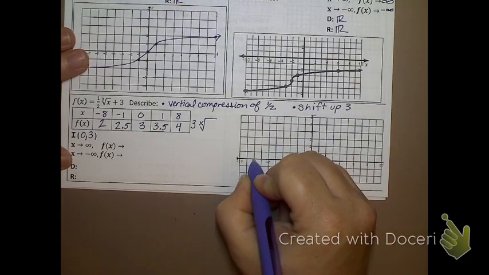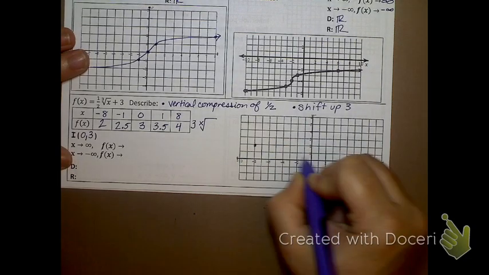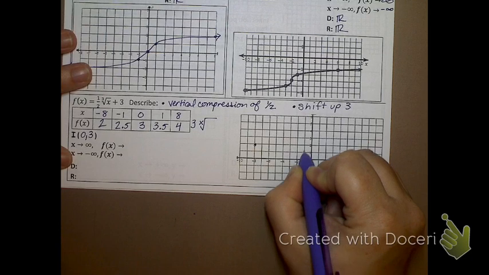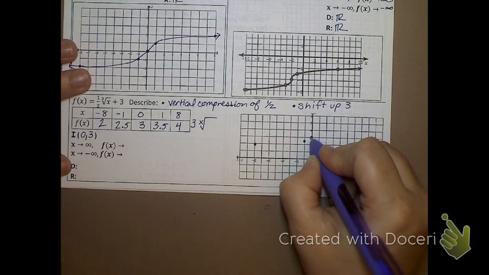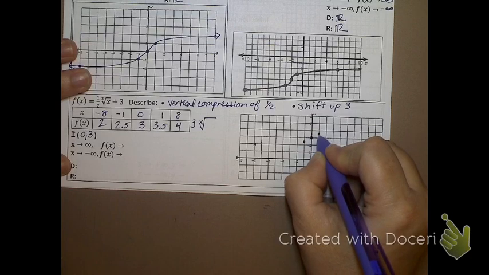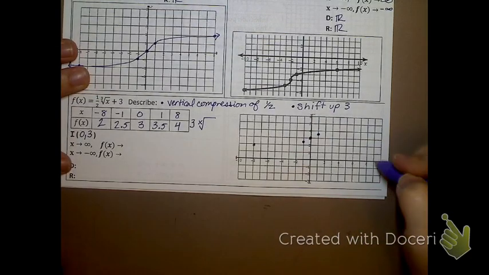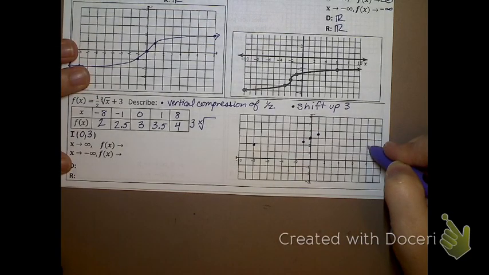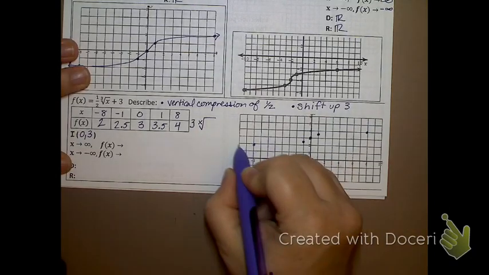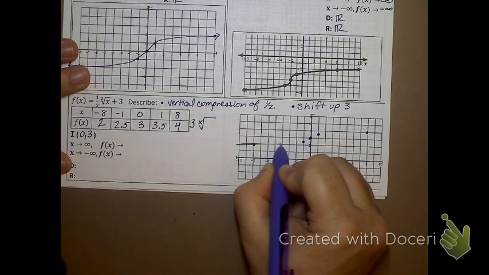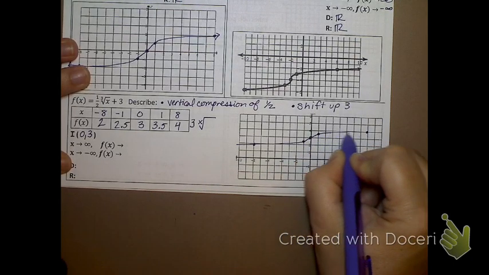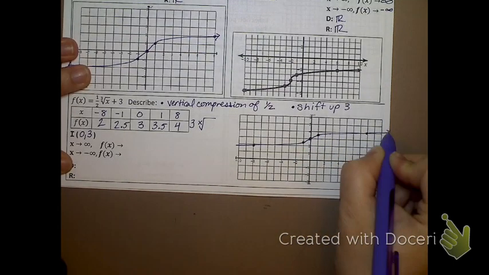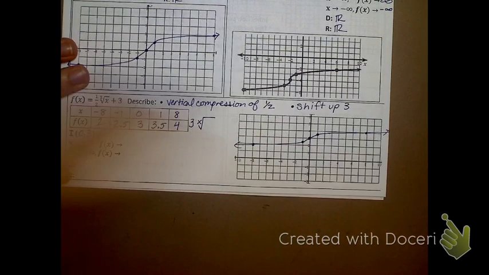All right, so let's plot those. -8, -1; -1, 2.5; 0, 3; 1, 3.5; and 8, 4. So I have a super skinny one, don't I? It's a pretty skinny one.